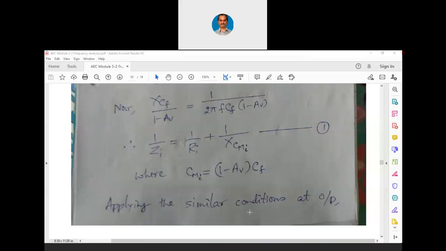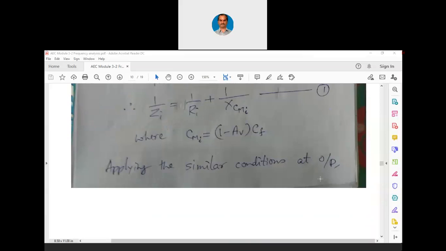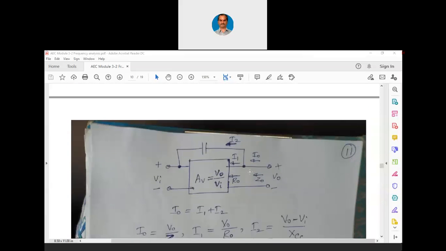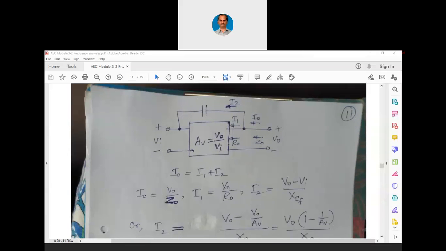Now applying the similar conditions at the output, we can represent output in this manner now. We have this V0, we have Z0, we have R0, we have I0, I1 and I2. Now again I0 is I1 plus I2 and we have this CF here. And Z0 is the total output impedance of the network seen from the output side. R0 is the output resistance of the amplifier.